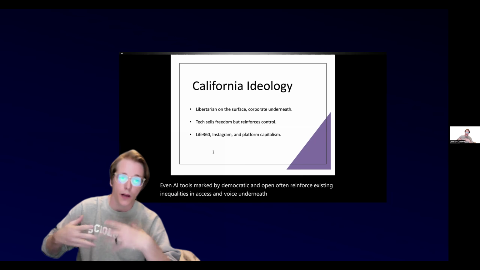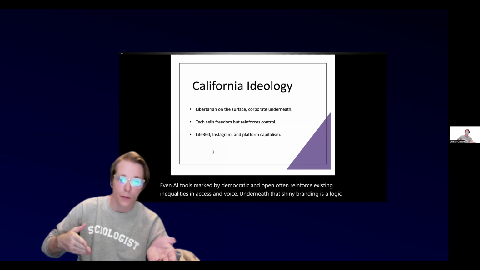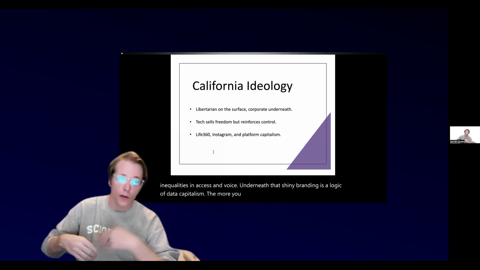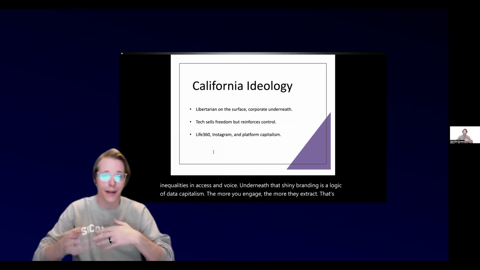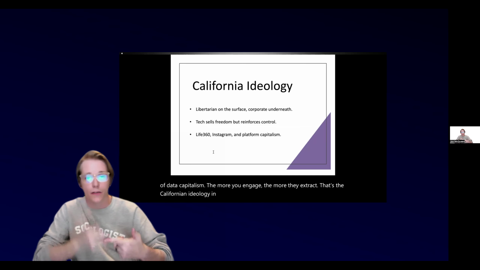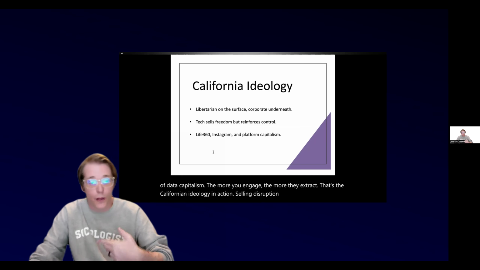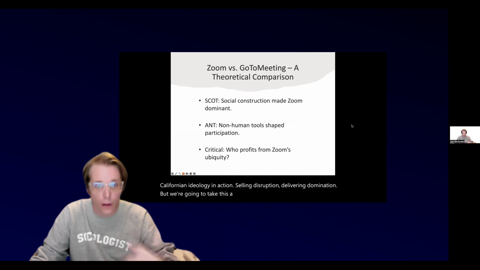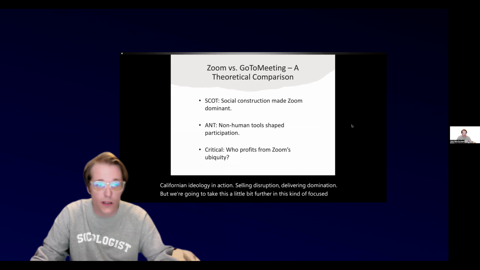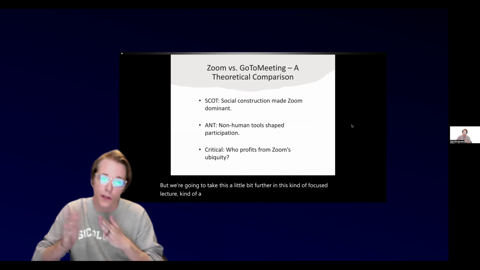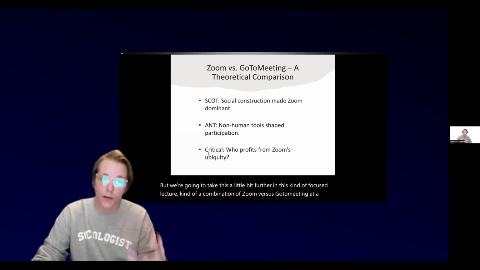Underneath that shiny branding is a logic of data capitalism. The more you engage, the more they extract. That's the Californian ideology in action: selling disruption, delivering domination. But we're going to take this a little bit further in this focused lecture, and we're going to discuss a combination of Zoom versus GoToMeeting at a theoretical comparative level, right?